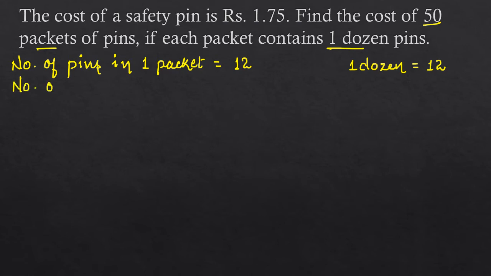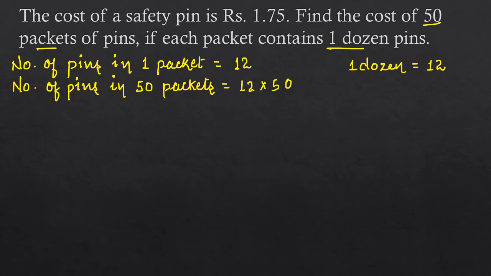Therefore, number of pins in 50 packets will be equal to 12 multiplied by 50. We know 12 fives are 60 and one more zero will make it 600. So there are 600 pins in 50 packets.